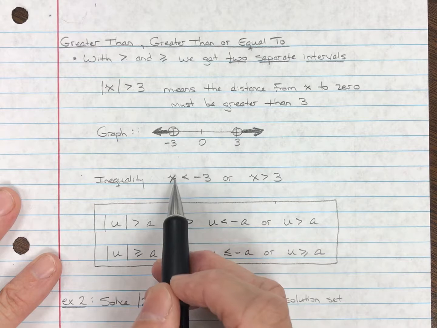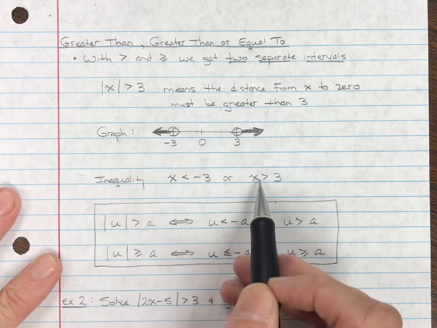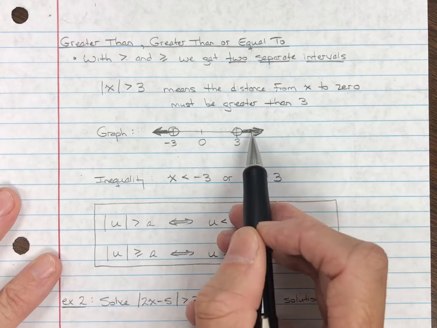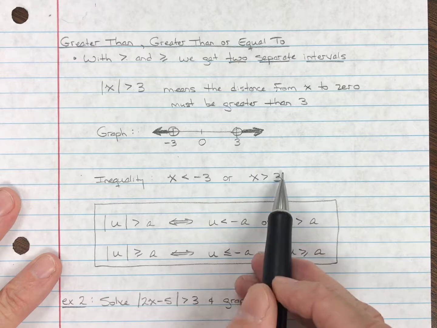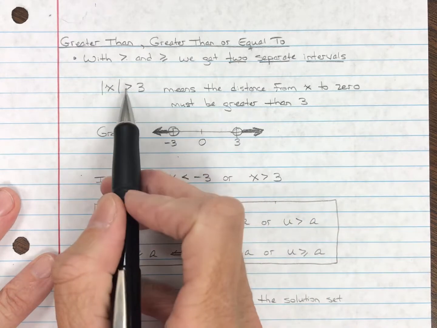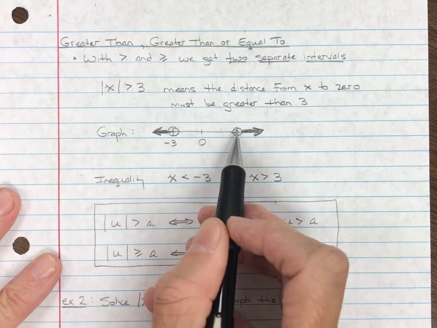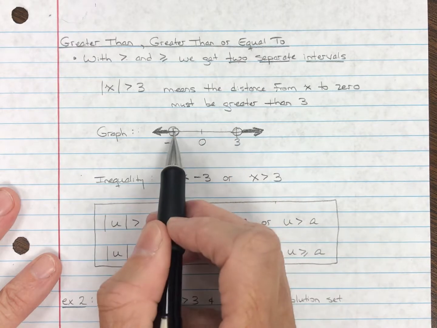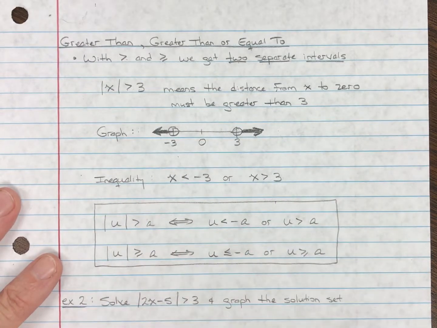All x's that are less than negative 3 and all x's that are greater than 3. So we're going to wind up with two inequalities, 1, 2. Notice in this case, because it's just greater than, I chose to use the open circle on the 3 and negative 3 as opposed to the parenthesis. Either one is fine. You see both. That's why I'm using both.